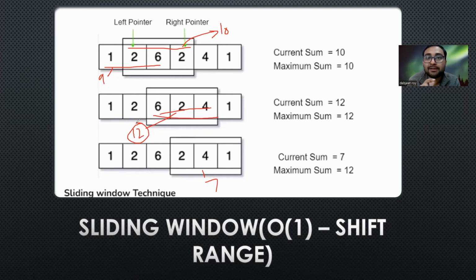So it will be O of n, now not O of n square. Okay, so this sliding window problem is happening. It is just shifting the window and updating the current sum to find the maximum sum. So this is the approach basically for sliding window.